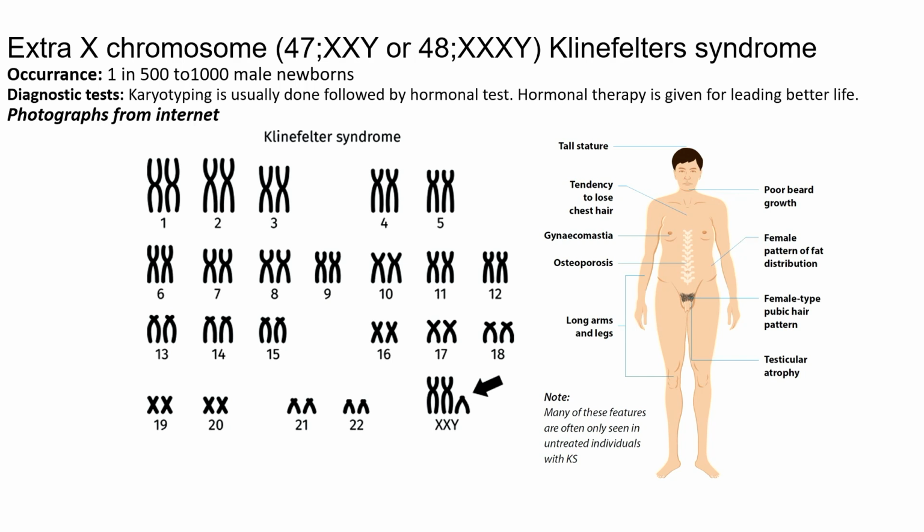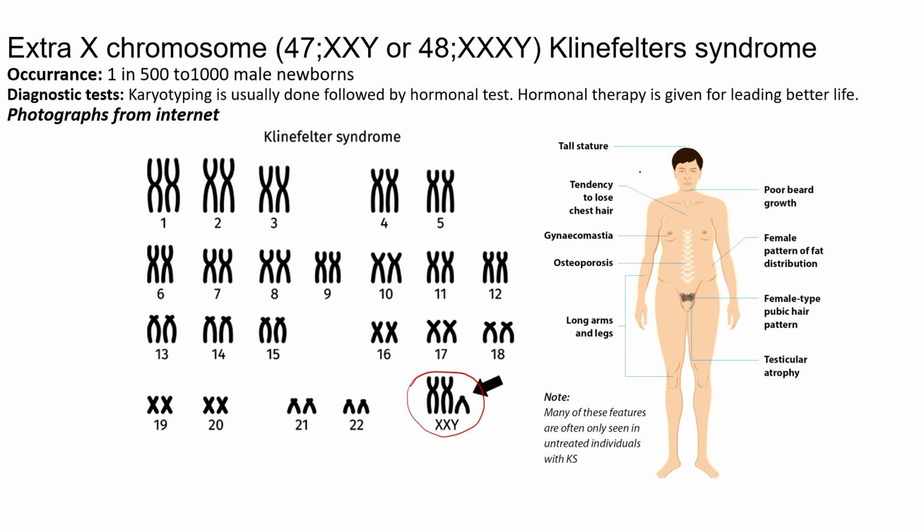So in Klinefelter syndrome, if karyotyping is done, one can see XXY here. So this is the anomalous condition, and its occurrence is 1 in 500 to 1 in 1000 male newborns. Because they have a Y chromosome, they are males. The diagnostic test, how we know that this syndrome is there, is usually karyotyping, which can be followed by a hormonal test. And hormonal therapy can be given for leading a better life for this male.